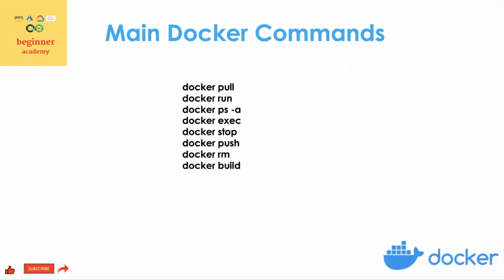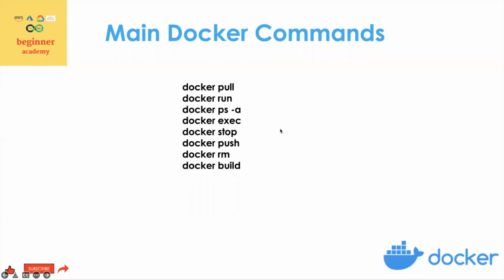In some cases, you want to stop your container. In those cases, you can use Docker stop with the container ID, and you can stop that particular container. In order to package your application, we need to create an image. For that, we use the Docker build command to build the image. Once you build it, we need to push that image into a private or public registry. In that case, we use the Docker push command.